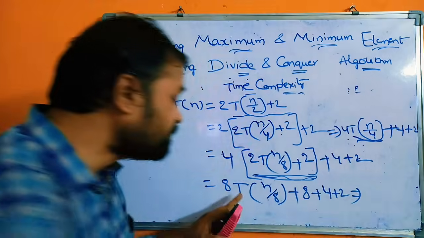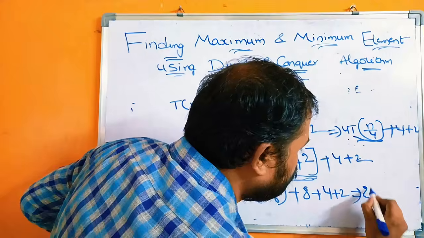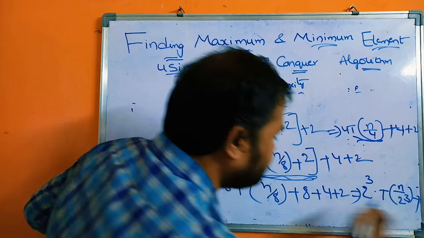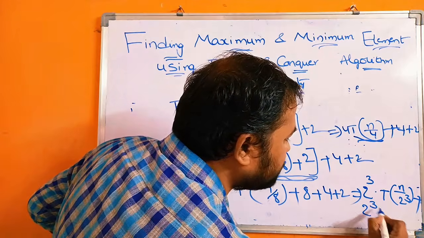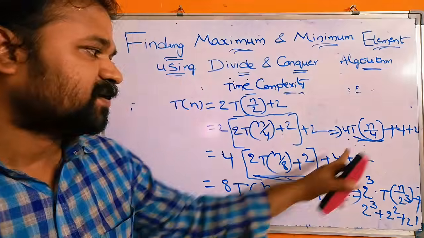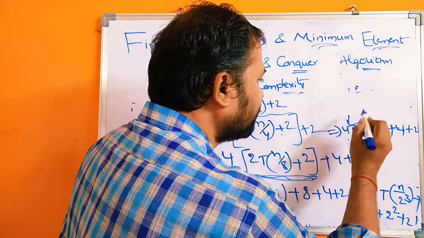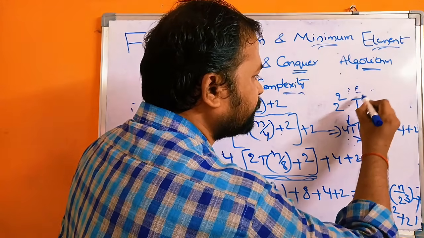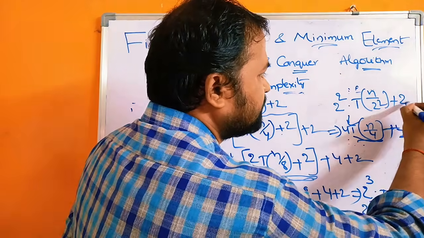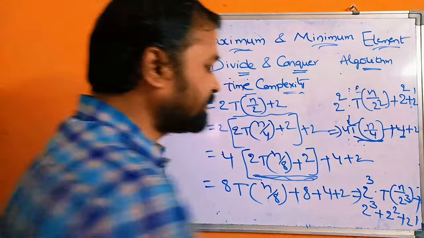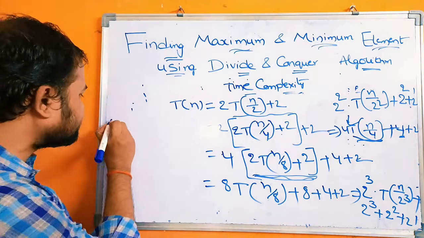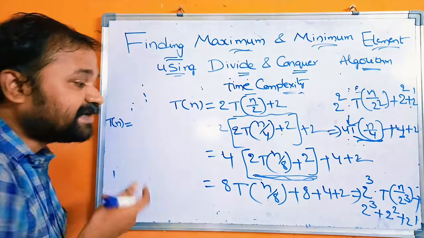Okay. So this can be written as 2 power 3 T of n by 2 power 3 plus, here we have 8. 8 can be written as 2 power 3, plus 4 can be written as 2 power 2, 2 can be written as 2 power 1. So likewise we can write this equation as 2 square into T of n by 2 square plus, so what is this 4? This 4 is nothing but 2 power 2, whereas 2 is nothing but 2 power 1.